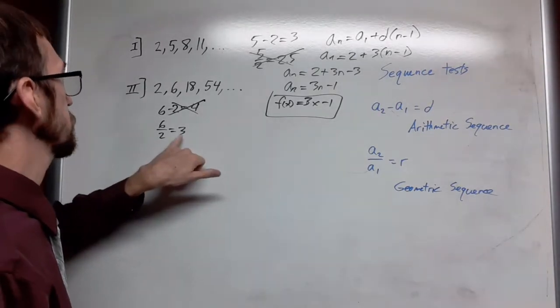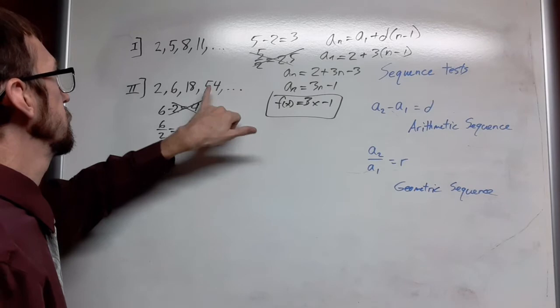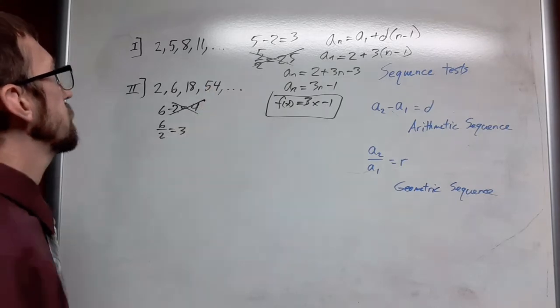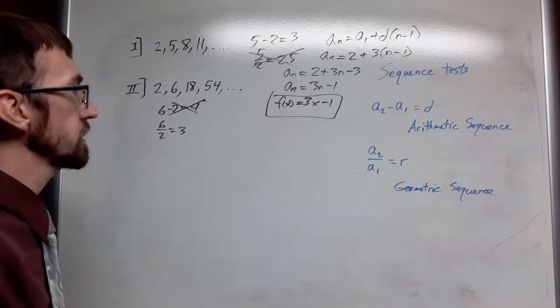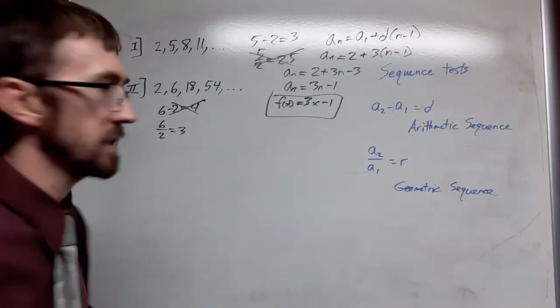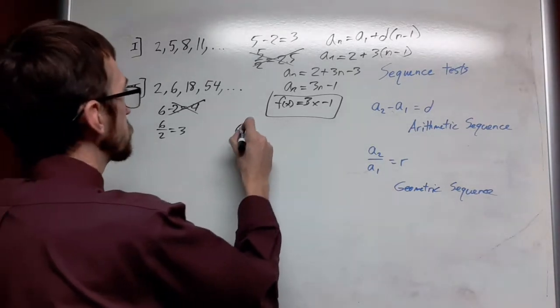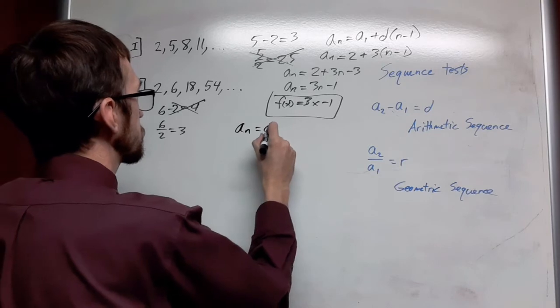And so now I want to look at 3 times 18. Does that give me 54? I believe that's going to work. And so we are looking at the geometric sequence this time. So we want the general form for a geometric sequence.